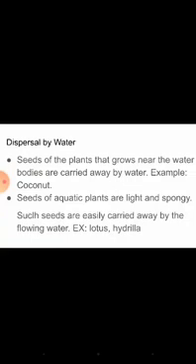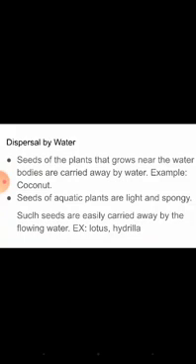The next method is dispersal by water. The next agent for the dispersal of seed is water. That is, seeds of plants that grow near water bodies are carried away by water. Water bodies are ponds, rivers, lakes, or even ocean, sea, everything. So water will carry away the seeds which are falling on it.